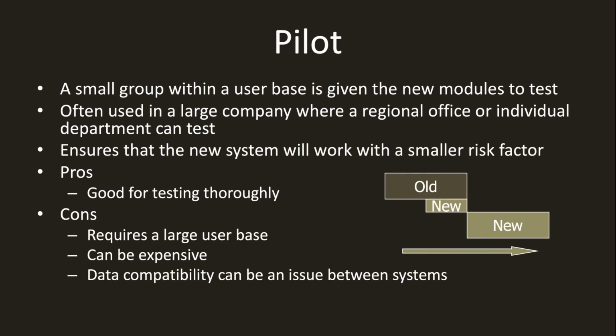With pilot, you're essentially choosing a small group within your business to actually test it out in isolation, so that if there are problems, it's only isolated to that small group. So let's say, for example, we've got a company that's nationally based. We've got offices in Sydney, Melbourne, Brisbane, and Adelaide. Well, we might decide that Adelaide gets the new system, and Adelaide can test it out and use it, and if there's any problems, they can report back to us before we implement it to our larger offices in Melbourne, Sydney, and elsewhere. So it's very good for making sure that it's going to work thoroughly.